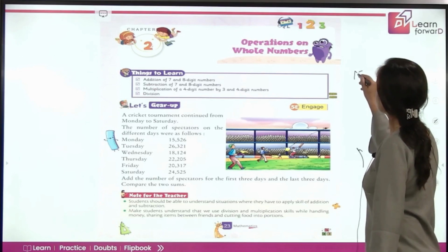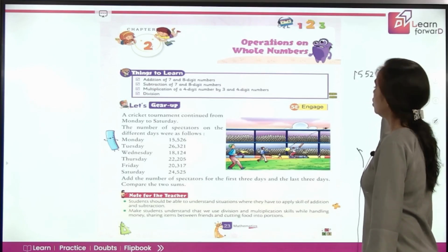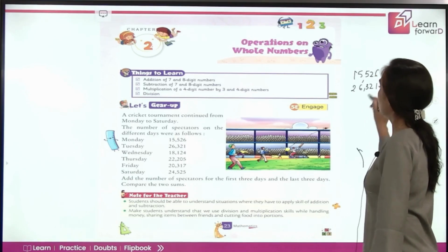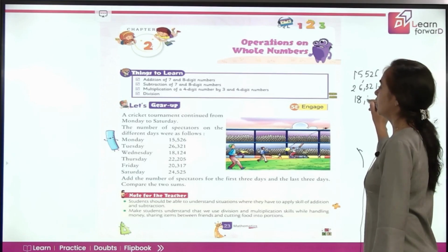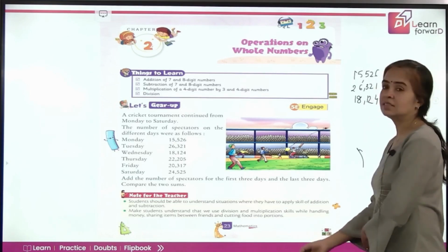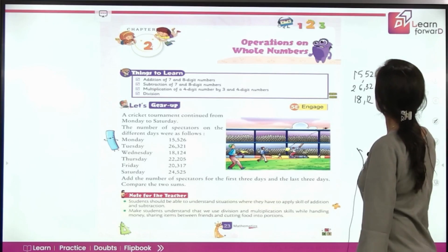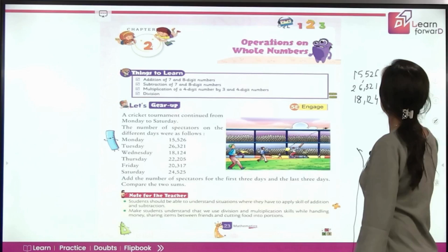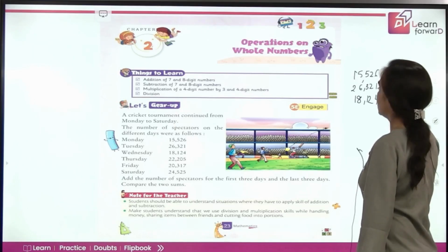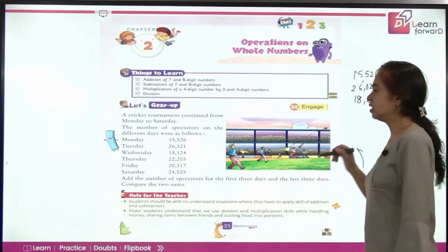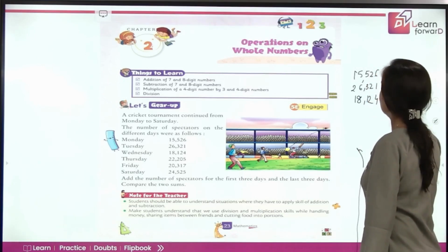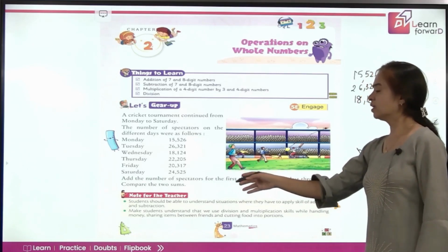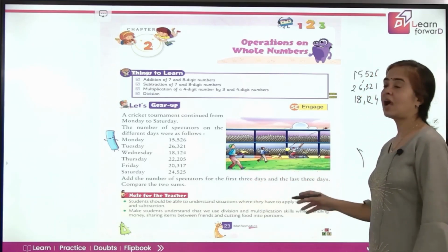15,526. On Tuesday, they were 26,321. On Wednesday, they were 18,124. On Thursday, they were 22,205. On Friday, can you read out for me? 20,317. That is perfect. And on Saturday, they were 24,525. That's brilliant. Now, add the number of spectators for the first 3 days and the last 3 days.